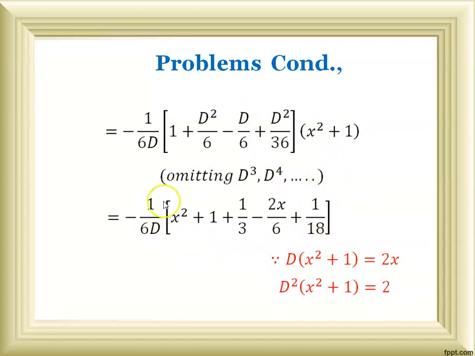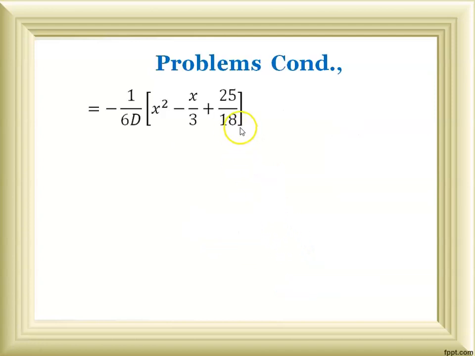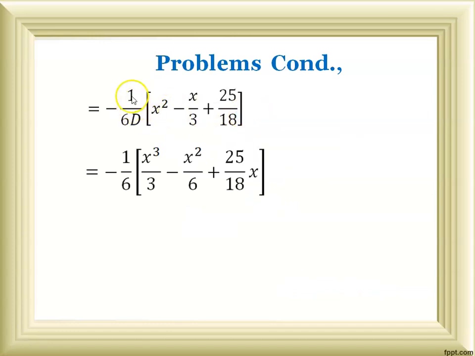After simplifying this whole thing, the next step becomes x² minus, here 2 by 6 becomes 1 by 3, so minus x by 3. Then 1 plus 1 by 3 plus 1 by 18, simplification value is 25 by 18. Finally, we need to eliminate this 1 by d also. In the final answer, we may have only the constant and x alone. We need to eliminate all the d here. We know very well d is d/dx, so 1 by d means integration. We need to integrate the whole thing with respect to x.